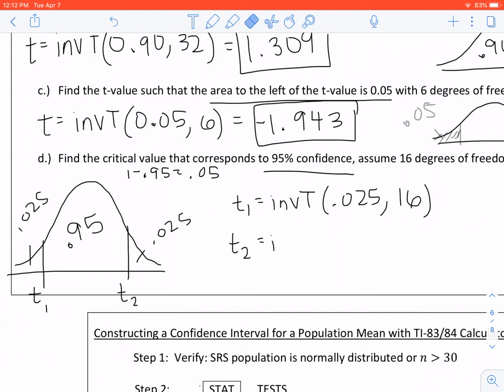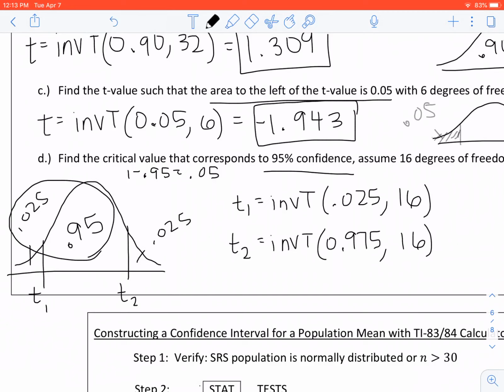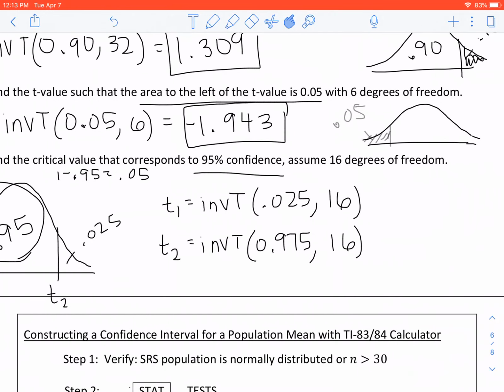And the area to the left is going to have to be added up, which is going to be 0.95 plus the 0.025, which is going to be 0.975, comma 16. Working both of those out, you get negative 2.120 and positive 2.120.